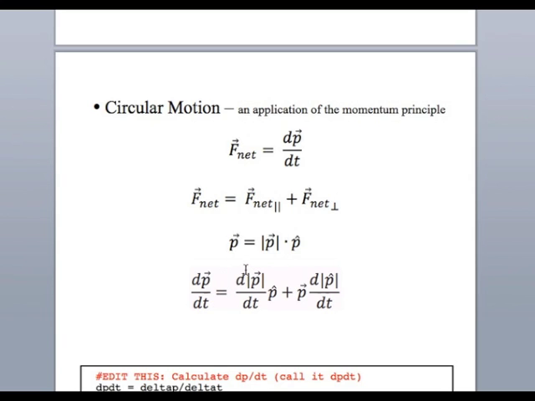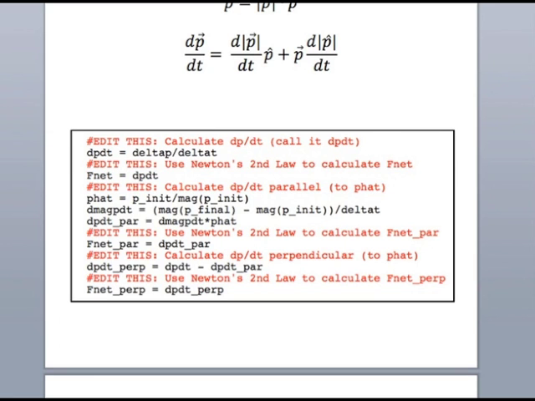By taking the derivative of this basic momentum form, which is magnitude times direction, we see the product rule that we all learned from basic calculus take place. The left component represents the F net parallel by showing the change in momentum in the direction of motion, and the right component represents F net perpendicular by showing the change in direction during the given momentum. If we look at our code, we can see each component broken down.